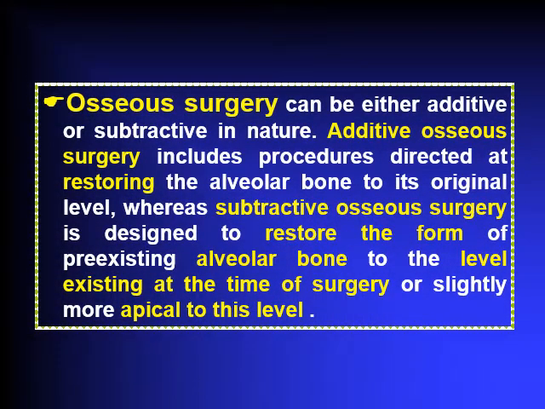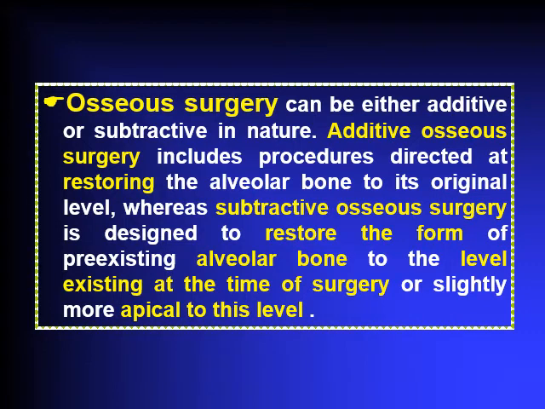First, we have to know that the first objective of osseous resective surgery is the elimination of periodontal pockets and the creation of a shallow gingival sulcus that can be readily maintained by the patient and the dental professional. This is the primary goal of osseous resective surgery.